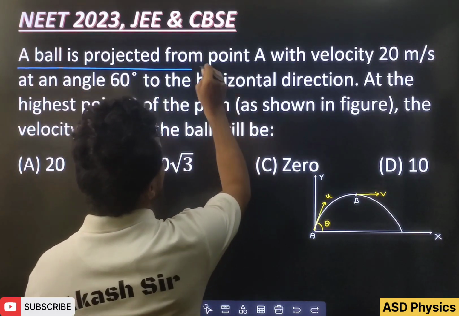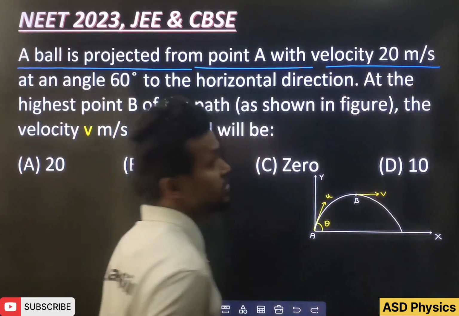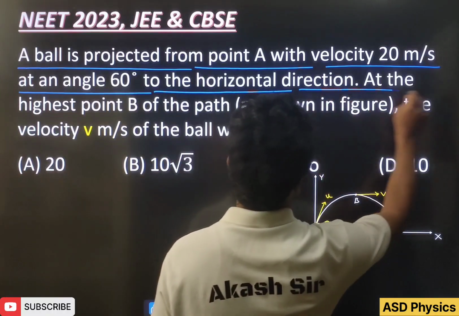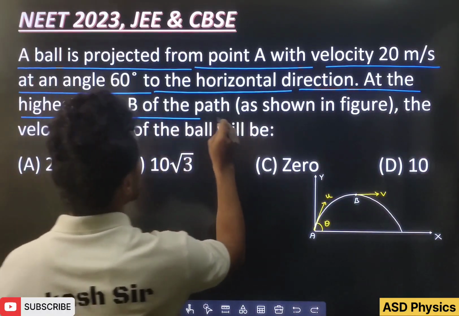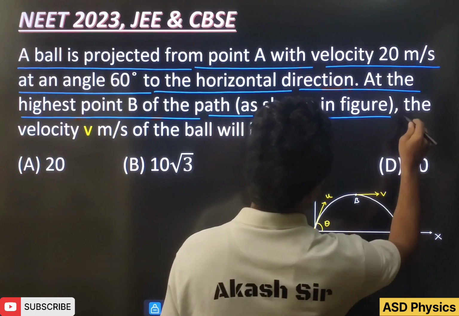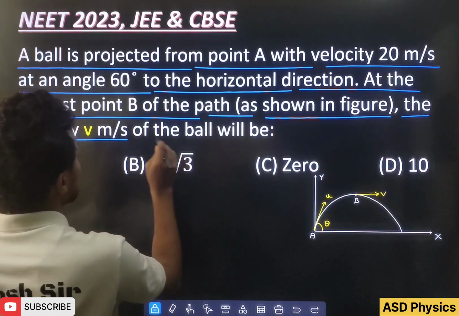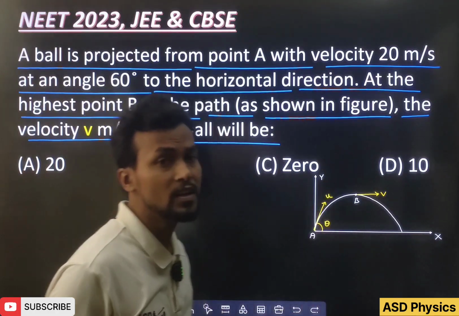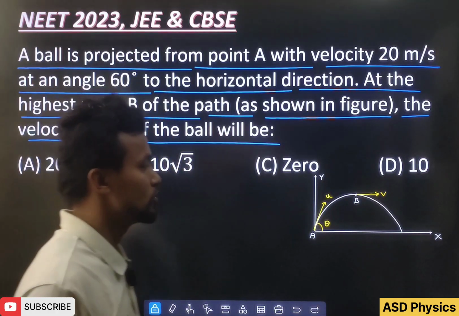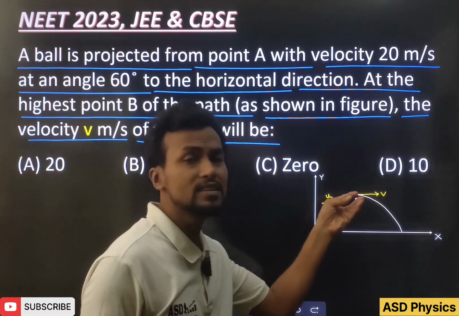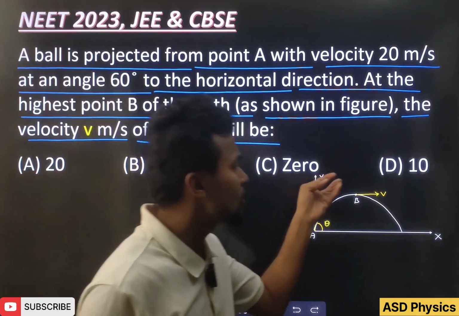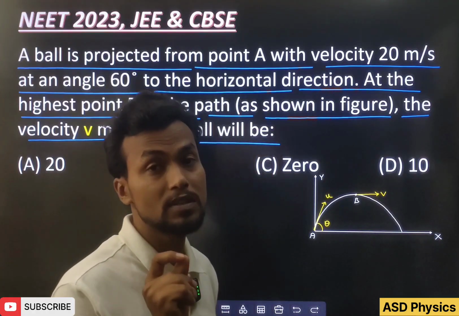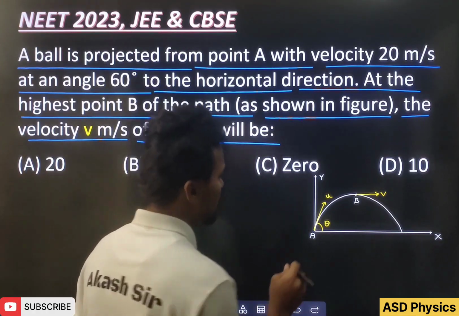A ball is projected from point A with velocity 20 meter per second at an angle 60 degree to the horizontal direction. At the highest point B of the path, as shown in figure, the velocity V of the ball will be how much in meter per second? So here you can see very well from point A, the ball is projected with velocity U and angle theta. Now at the highest point B, you know what will happen? The vertical component of the velocity will be 0 and the horizontal component of the velocity will be constant because there is no air resistance.